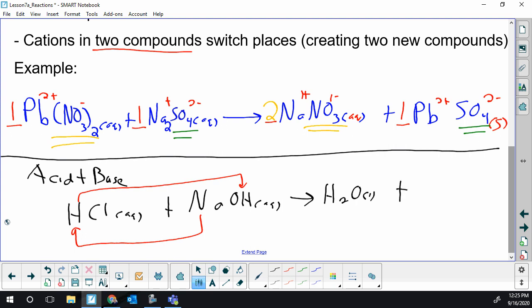Okay. Then we've got the other switch. Sodium is going to go and now pair up with the Cl. Okay. That's sodium plus, that's Cl minus. +1, -1, so they're balanced.